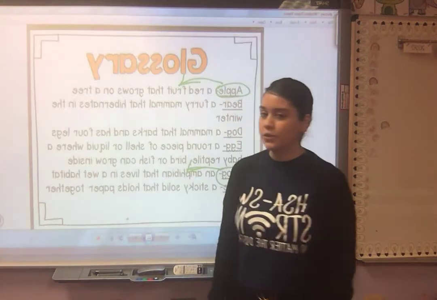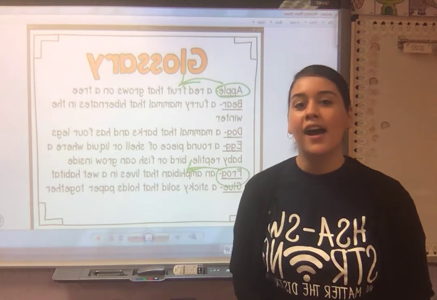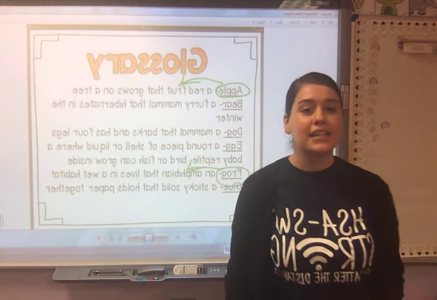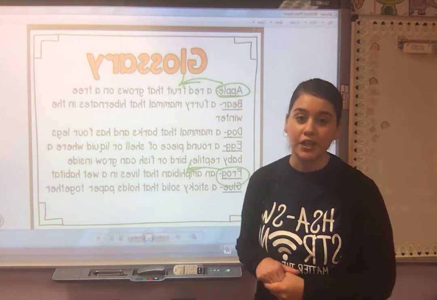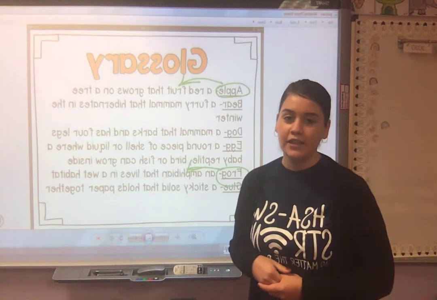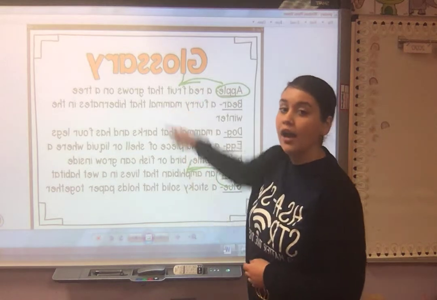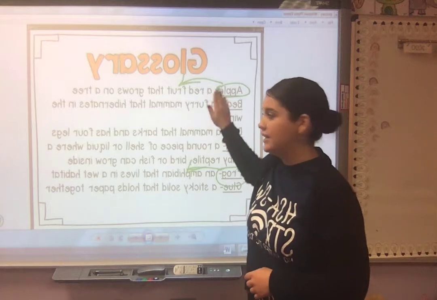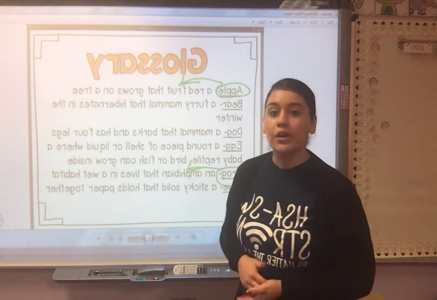Another thing we will usually find in a nonfiction book is a glossary. A glossary is kind of like a dictionary, but it's a dictionary that's all the way at the end of the book. So we can usually find a glossary at the end of a nonfiction book, and that's just a bunch of words with the definition that was in the book. So all of the words that you find in a glossary are going to be in the book that you just read.